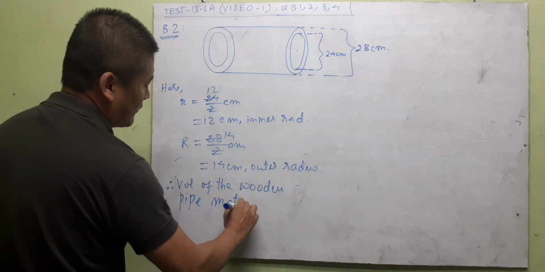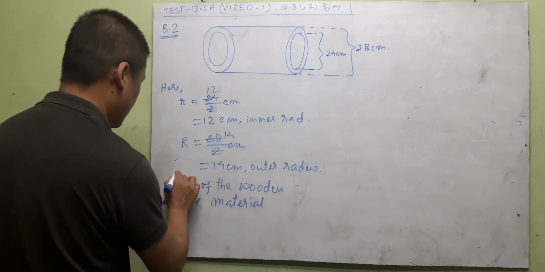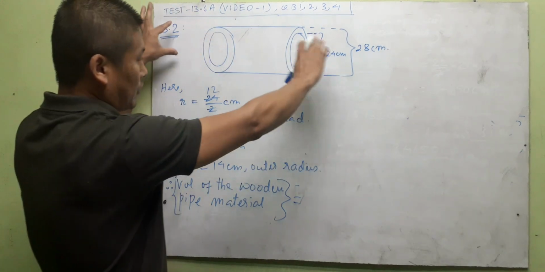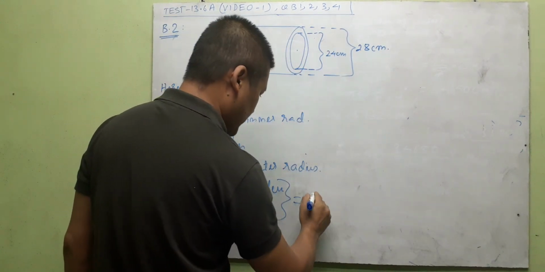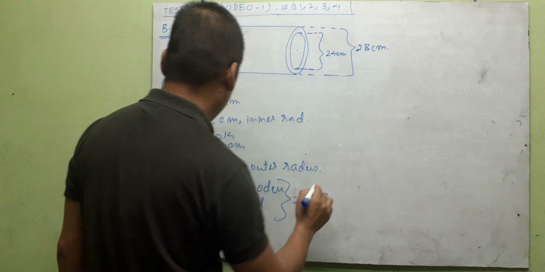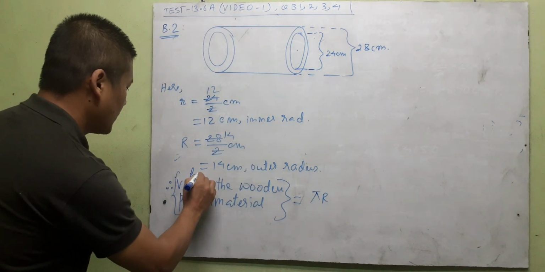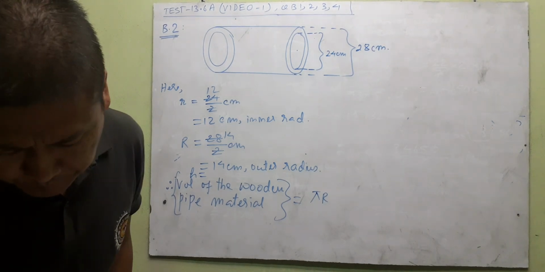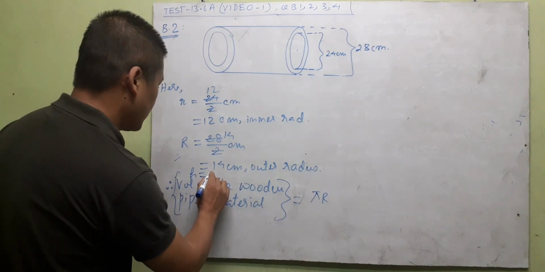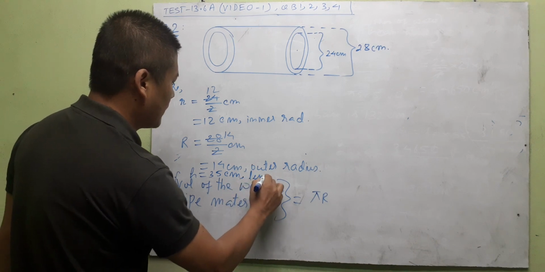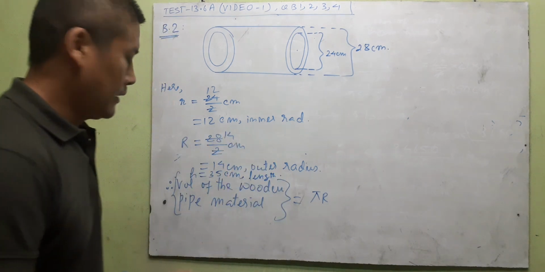Okay, the volume of the wooden pipe material, let us say, that means the volume of the material only, not the hollow portion. Outer volume is pi capital R square, and I think the length is given, so you can just write here H is equal to 35 centimeter. This is the length of the wooden pipe.